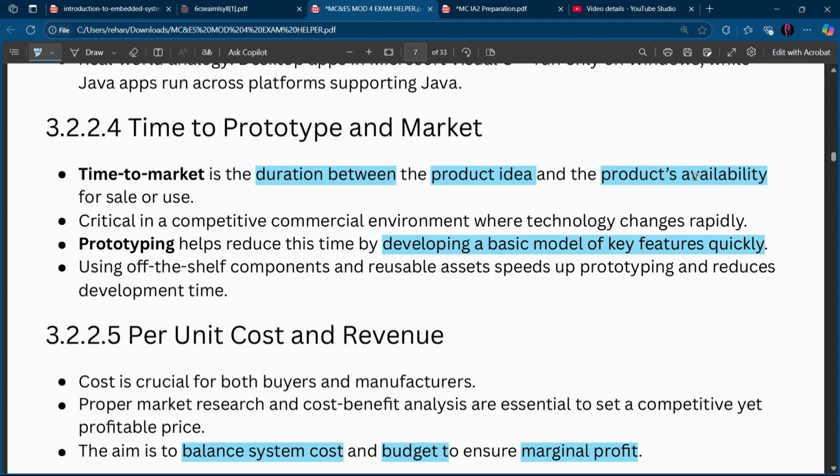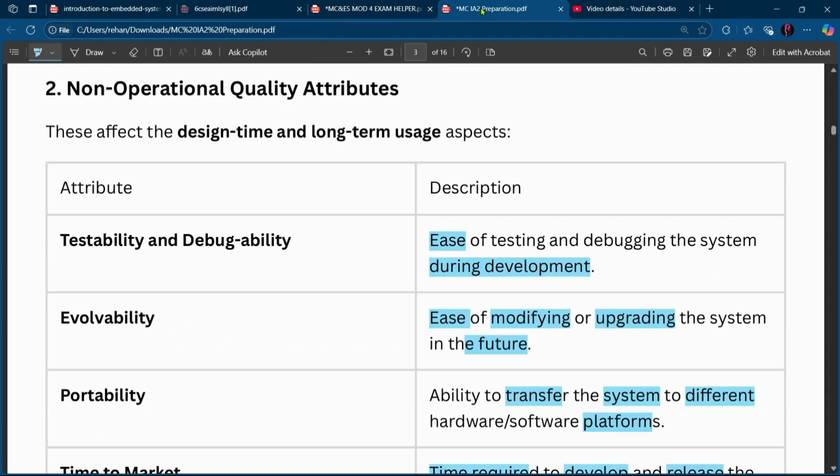Suddenly I get an idea to create a product, so I note down this idea. Suppose it's January 1st, and the product reaches the market 6 months later, in July. That's the time to market. Prototyping is creating a basic model which highlights all the features. Not much is required.